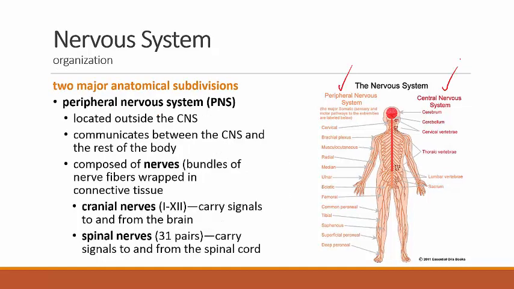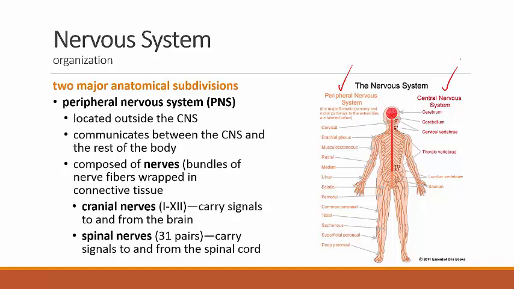There's also the peripheral nervous system. This is any part of the nervous system that's located outside the central nervous system. And it is responsible for communicating between the central nervous system and the rest of the body. So it carries sensory input toward the central nervous system, and it carries motor output away from the central nervous system.